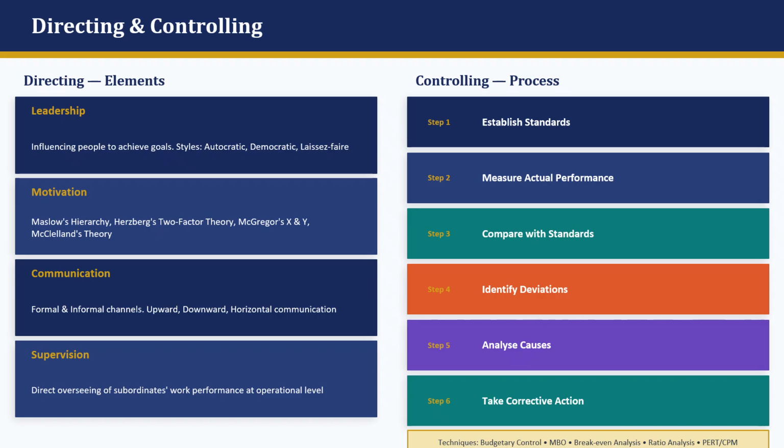The controlling process includes establishing standards, measuring actual performance, comparing it with standards, identifying deviations, analyzing causes, and taking corrective action. Techniques of controlling include budgetary control, management by objectives, break-even analysis, ratio analysis, and PERT and CPM.